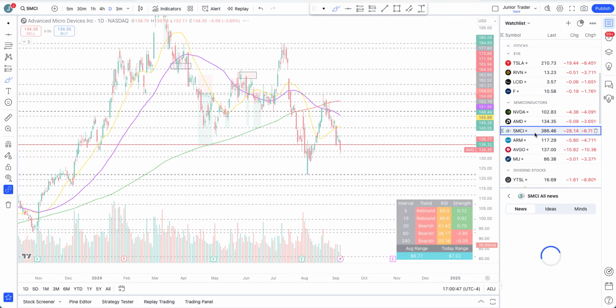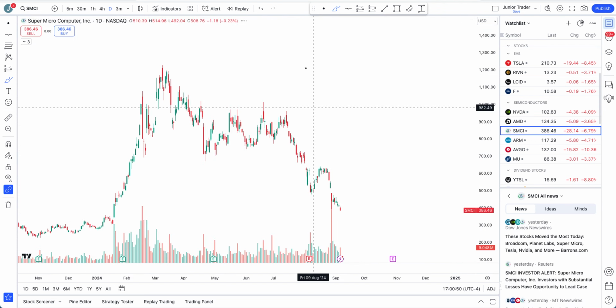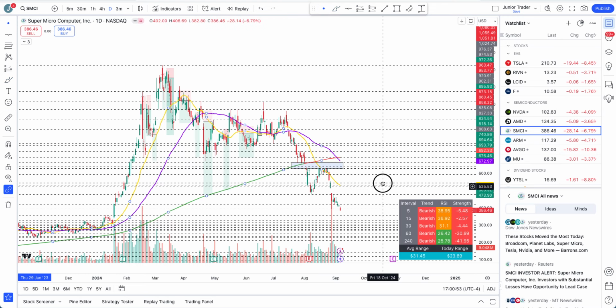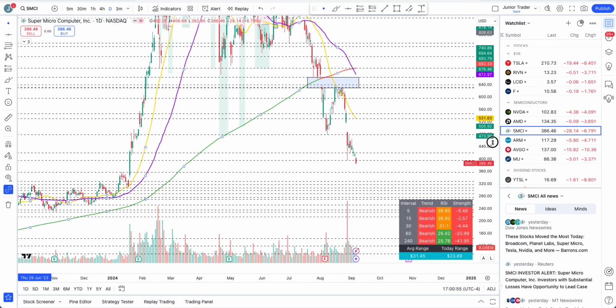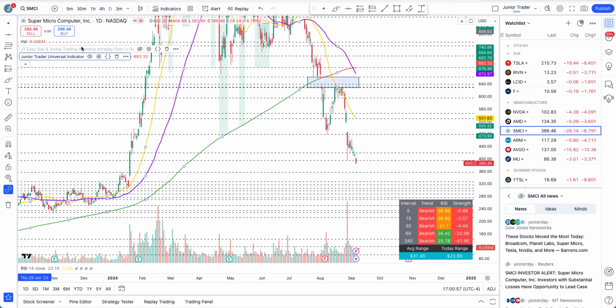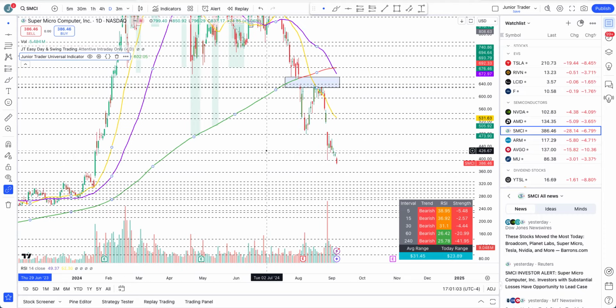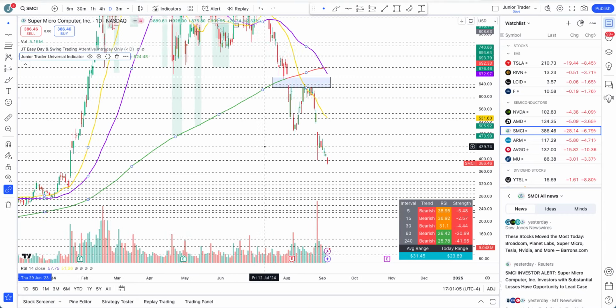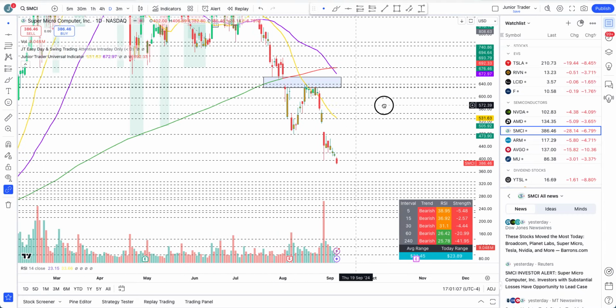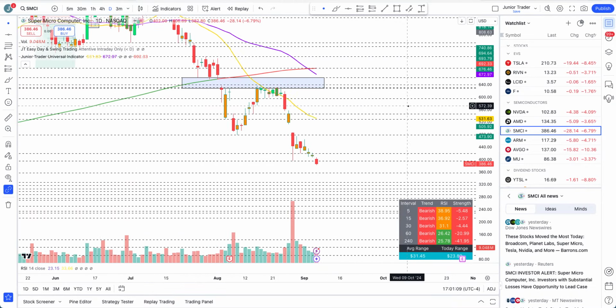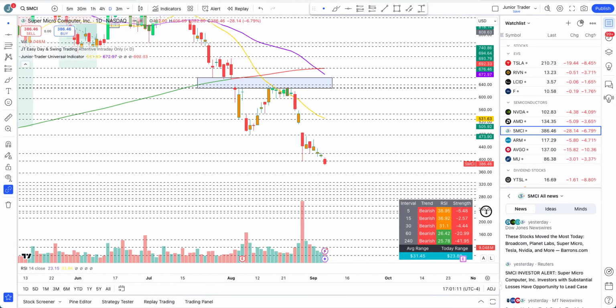SMCI. So let it load. Yeah, so SMCI is right now, even with that Hindenburg stuff coming out and all of that. The structure on this, you can see, has still been bearish, and there is just no sign of upside right now, guys.